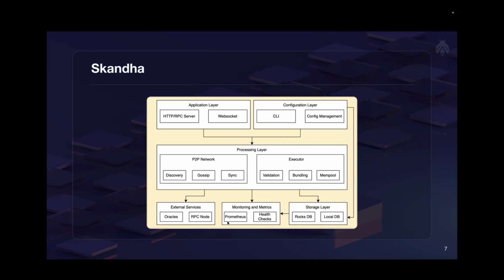We have monitoring and metrics. Like I said before, we are making use of Prometheus, and we have health check alerts whenever something goes down, so that we are notified. And then we have external services which make use of oracles and RPC nodes to get the exchange rates and gas data, basically the fee data of that particular chain. And then we have the RPC node also, which we use to make the Skanda bundler work as an RPC node itself, not just the bundler client.